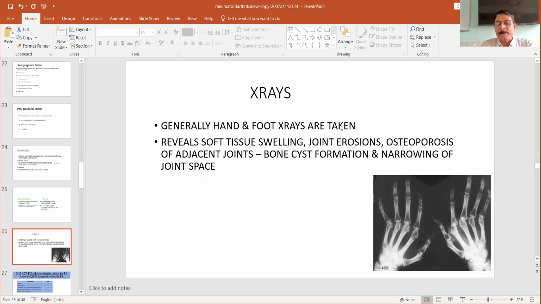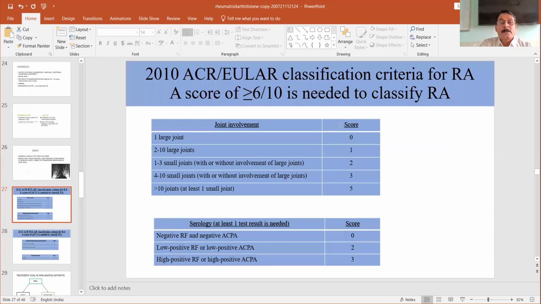So X-ray, as I said, early signs reveal swelling of soft tissue, joint erosion, and sometimes osteoporosis. So there is soft tissue swelling with osteoporosis adjacent to the joint. These are early signs. But in late cases, you get erosion, reduction of joint spaces, and associated deformity, which are the late features. Early features are osteoporosis and small swelling of the joint. So these are the current ACR guidelines.